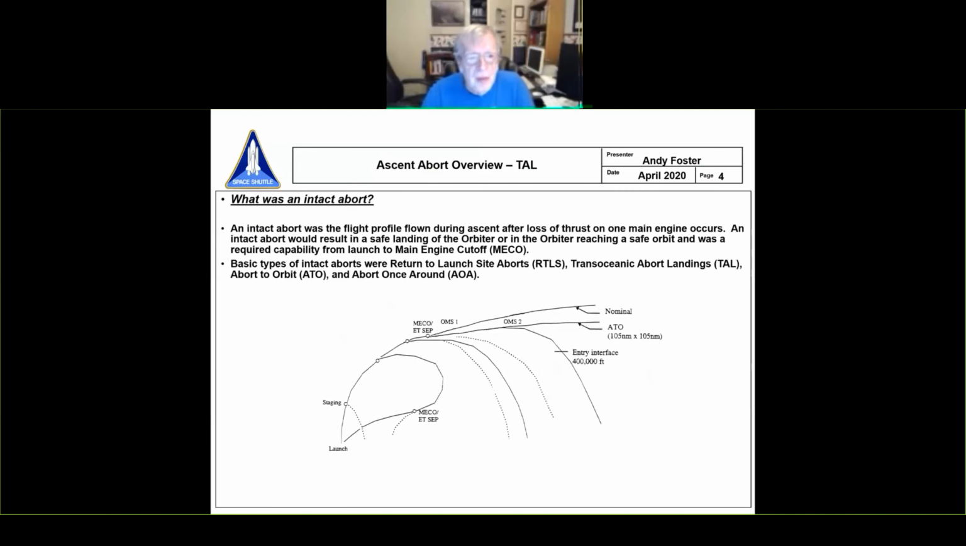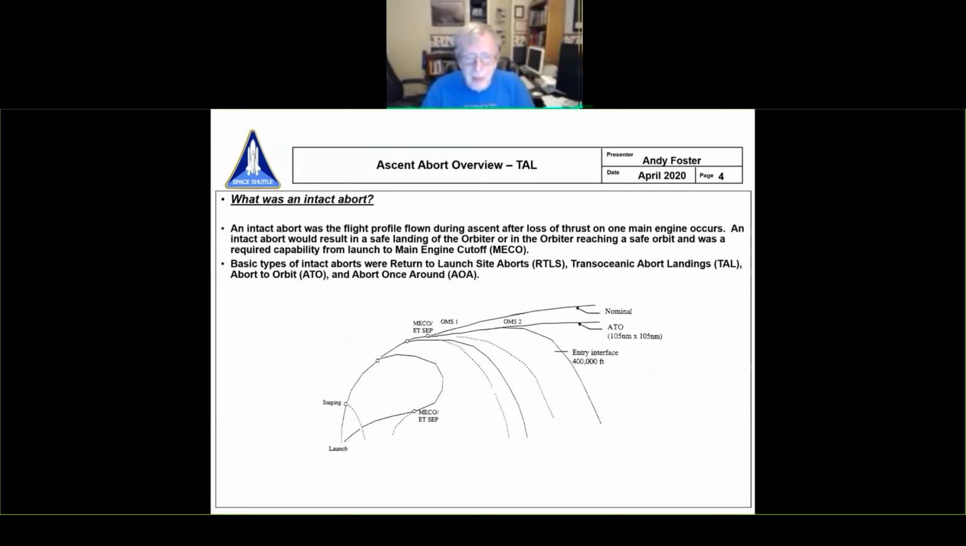So to start off, what was an intact abort? Well, essentially it's a flight profile flown during ascent because you've either lost a main engine or partial loss of main engine. There could be other system failures that would drive that, but those were the ones that when we did all the analysis that supported the flight, that we actually designed the flight profiles to fit. Loss of a thrust of a main engine or partial. And it would always result in either going to orbit and getting into a safe one, or landing somewhere either across the ocean or back in the U.S. And that's why it was called an intact abort.